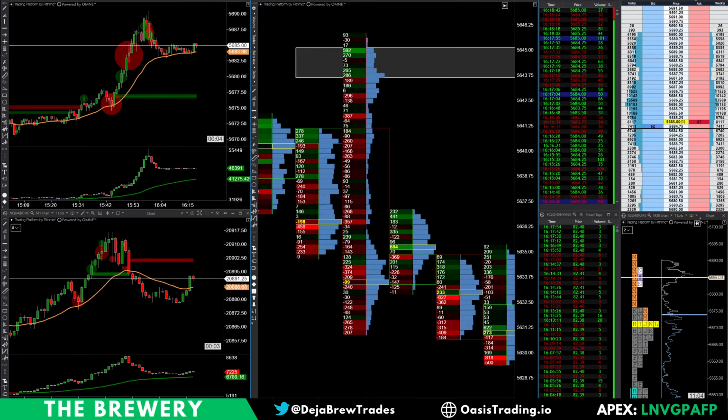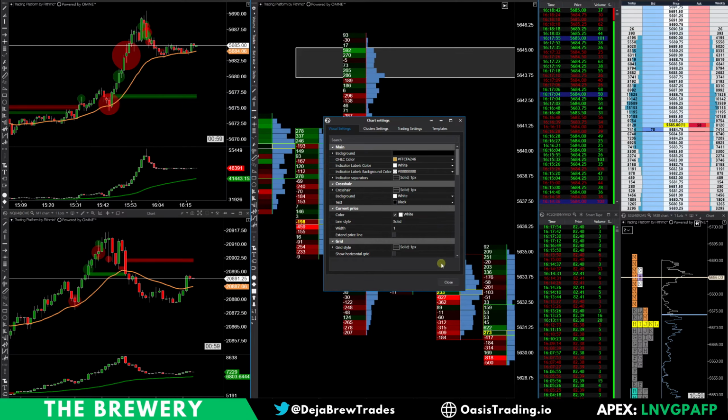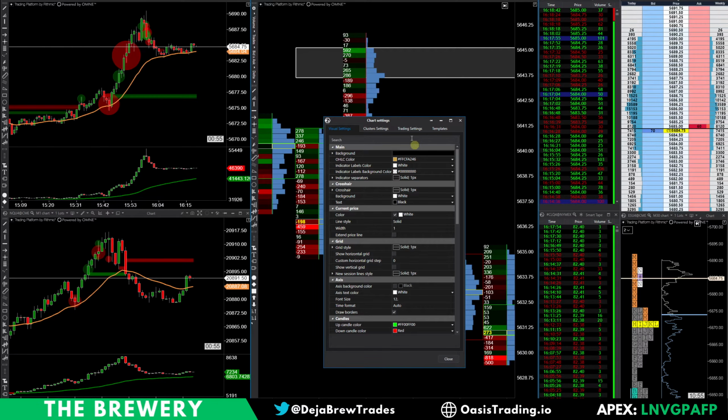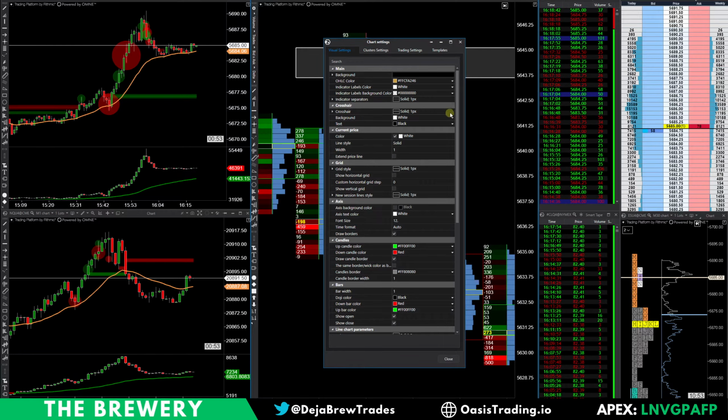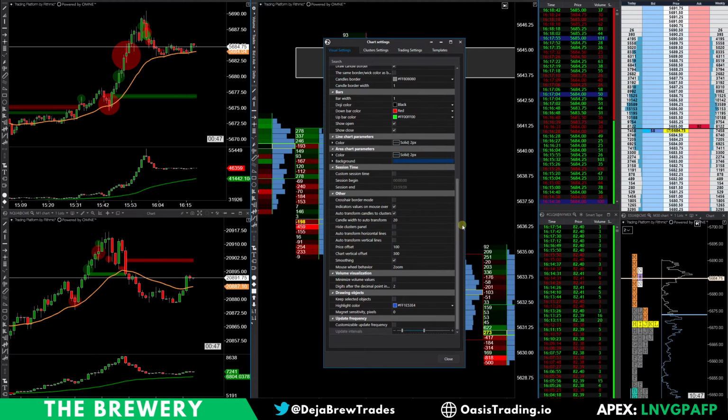So starting off with my settings, I did change this chart a little bit since our first video, which is perfectly okay because the settings are pretty much the same. But here are the settings if you guys would like to copy it. Just go ahead and pause the video to grab the settings.